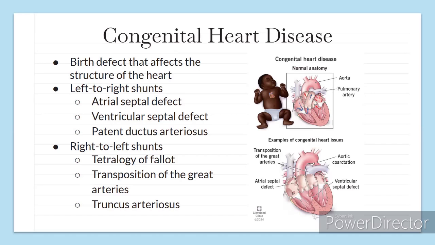So just a quick summary. A trick to remember the difference between the two is that left to right shunts involve holes in the structures of the heart, while right to left shunts result in cyanosis, or bluish discoloration of the skin.